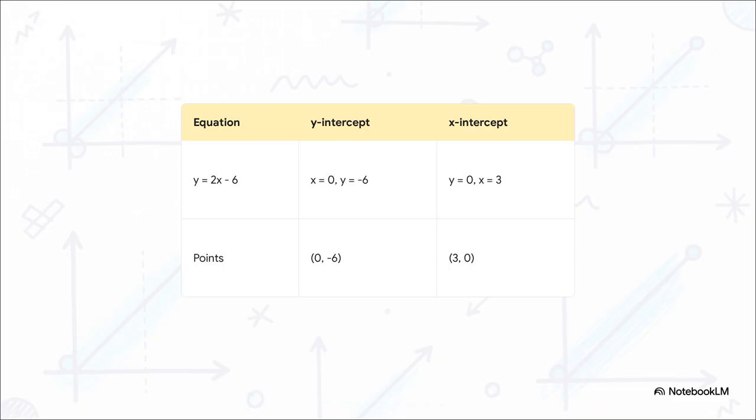Now for the x-intercept. We set y to 0, so 0 equals 2x minus 6. We add 6 to both sides, which gives us 6 equals 2x. Divide by 2, and x equals 3. Meaning, our second checkpoint is the coordinate (3, 0). You just plot (0, -6) and (3, 0), connect them up, and you've got your perfect line.